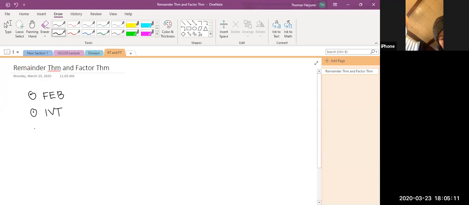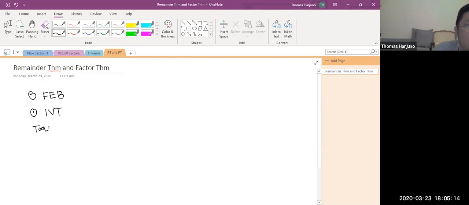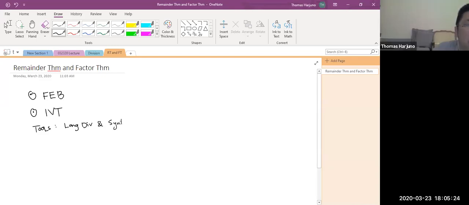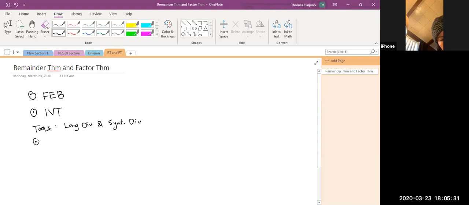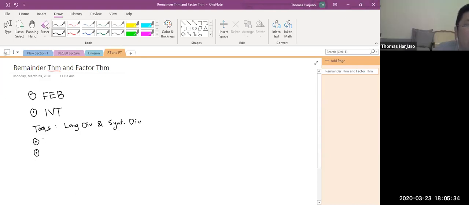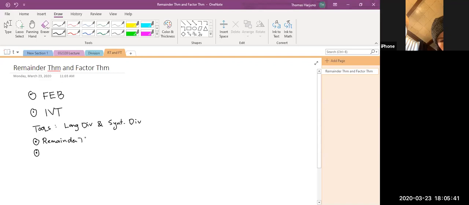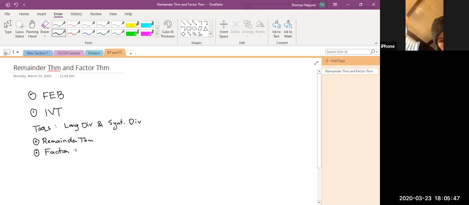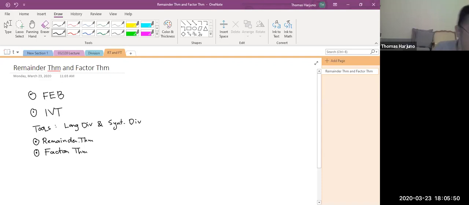Now in between we learned tools, and those are long division and synthetic division. The one we use a lot is actually synthetic division. Now, in this section, 3.2, after the tools, we will learn the remainder theorem and the factor theorem. They are very, very closely related. We basically need to know how to do the remainder theorem, and the factor theorem is a direct consequence of that.